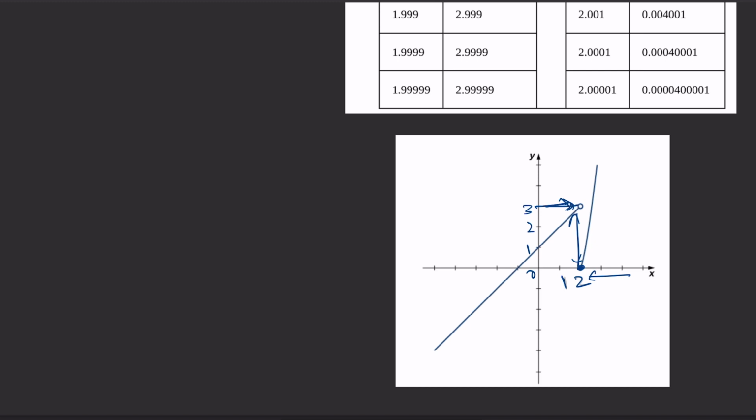If the left hand side and right hand side were equal, the graph would be at the same point and would not be broken here. So from the graph you can also see that if the graph is breaking, then you can say that the limit does not exist.